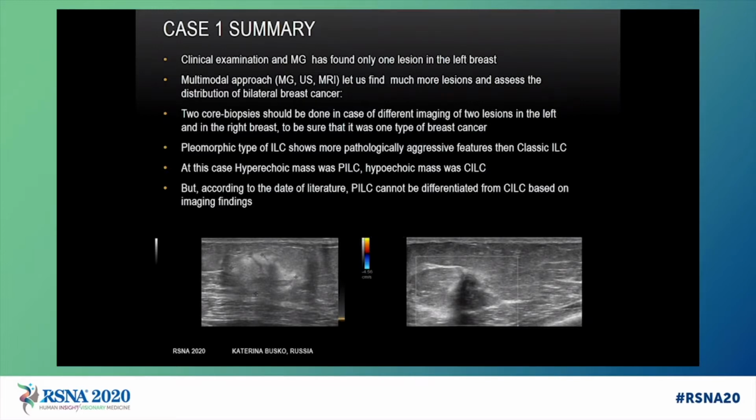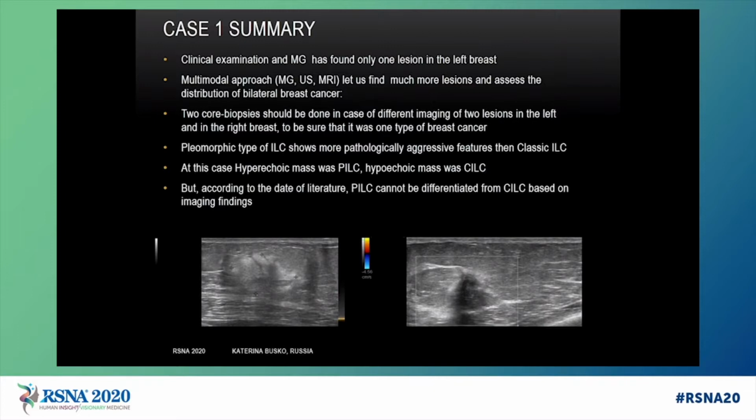Summary of this case. Clinical examination and mammogram found only 1 lesion in the left breast. Multimodal approach, mammogram, ultrasound, MRI, let us find many more lesions and assess the distribution of bilateral breast cancer. 2 core biopsies should be done in case of different imaging of 2 lesions in the left and in the right breast to be sure that it was one type of breast cancer. Pleomorphic type of ILC shows more pathologically aggressive features than classical ILC.